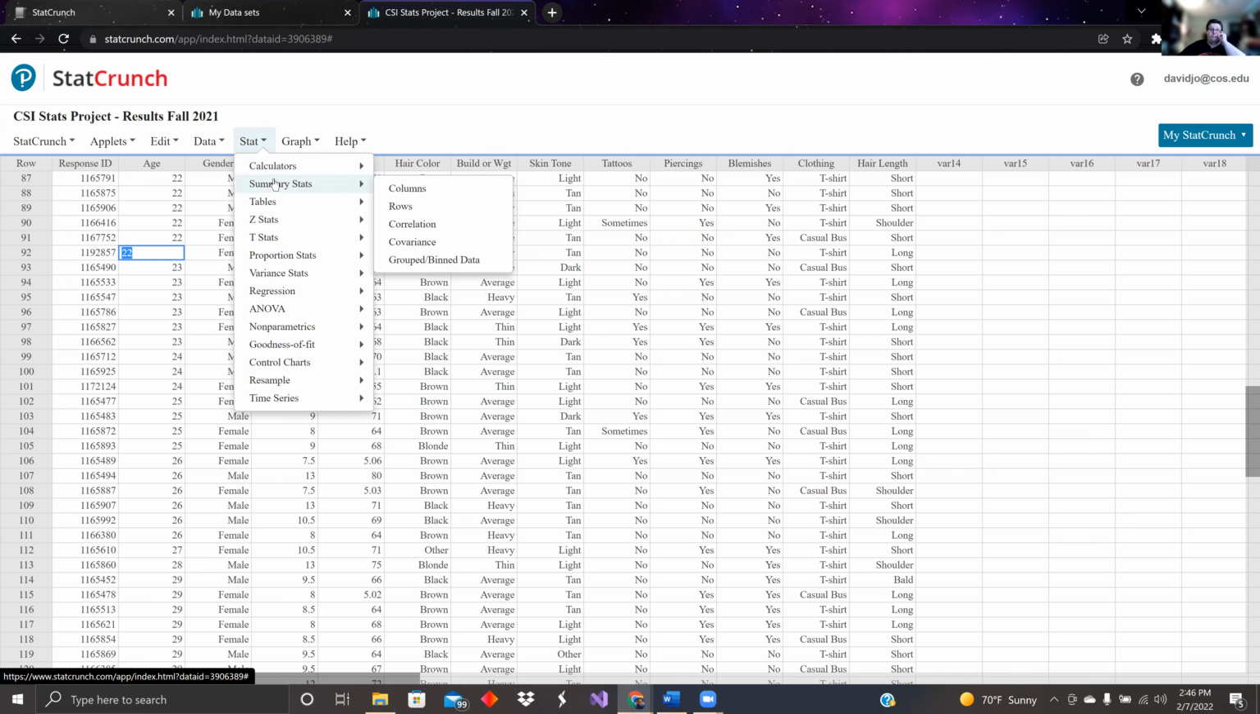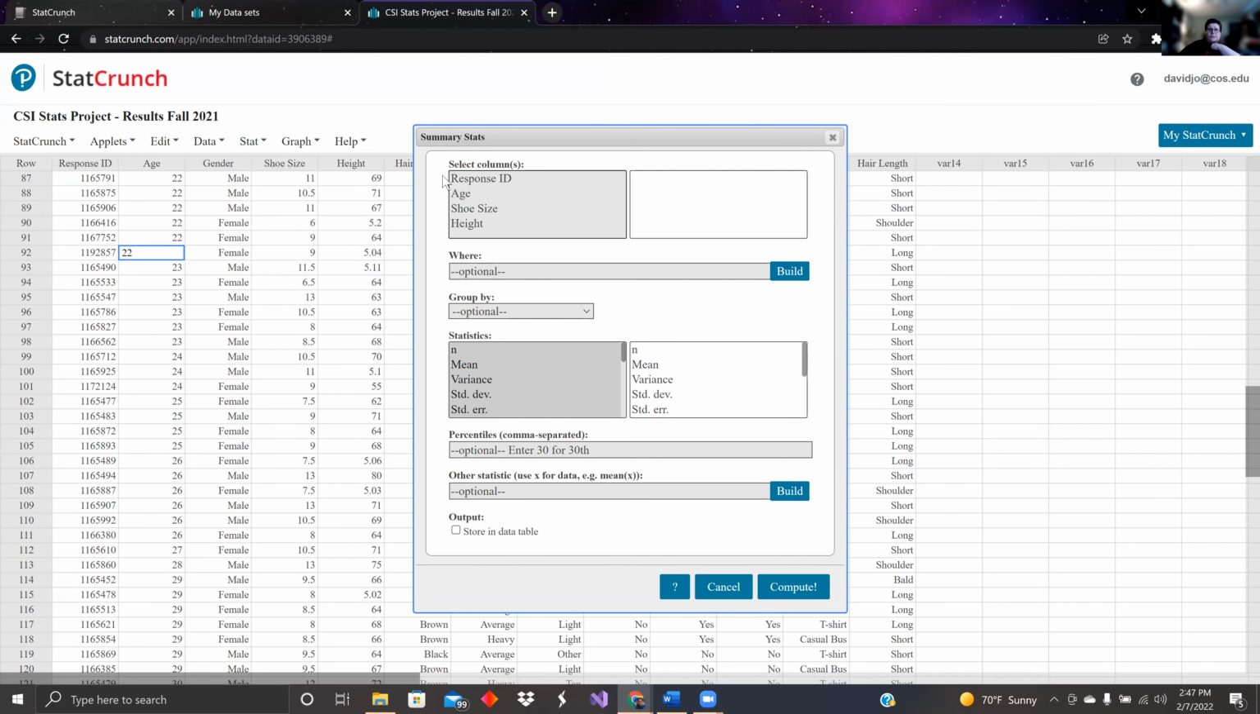So if we click on stat at the top and then we choose summary stats, we're going to choose columns. Almost all data that we use is sorted by columns. Very rarely do we sort data by rows. We just write things downwards as people. That's just what we do. So summary stats, columns. And you can go through and select the column you want to use.